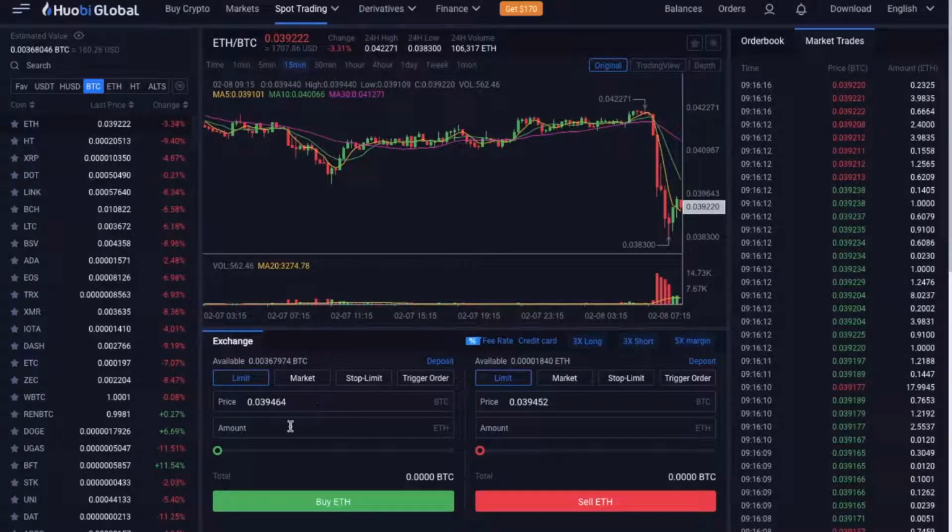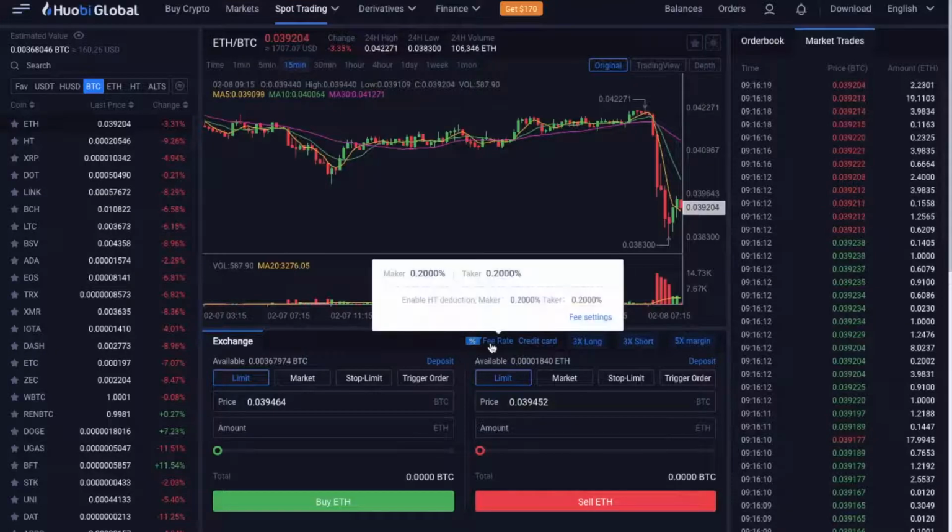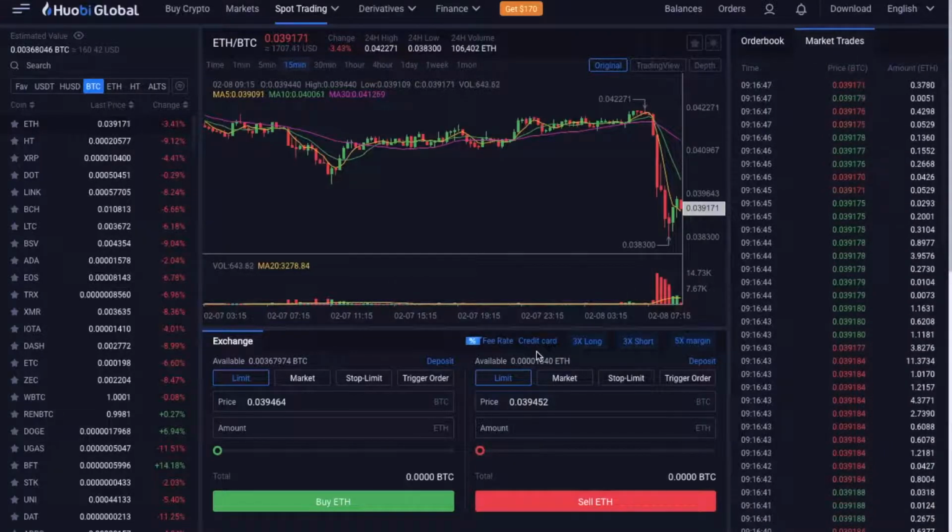So in here we can check out the fees that we're going to be paying, which is currently at 0.2% for all different types of orders. And you can reduce these rates further by holding their own HT token, which you can purchase using the exchange. And you can also link to paying with a credit card. You can 3x long or short and 5x margin trade. Now these options are slightly out of scope for this beginner's guide, but if you are interested in exchanging with leverage, then please let me know in the comments below and I can cover this in a separate tutorial.